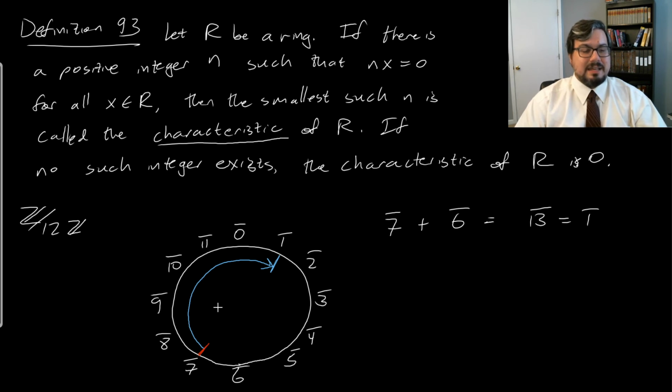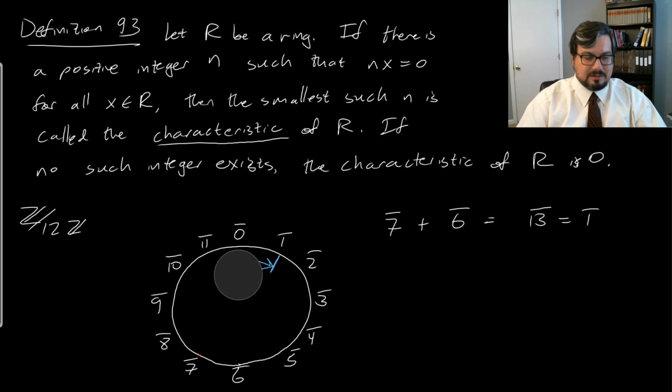Furthermore, we can see that this ring has some positive characteristic. No matter what number you choose here, no matter what element of the ring you choose, if you go around the circle enough times, eventually you're going to come back to 0. Let's convince ourselves of that, if you keep adding it up over and over again.